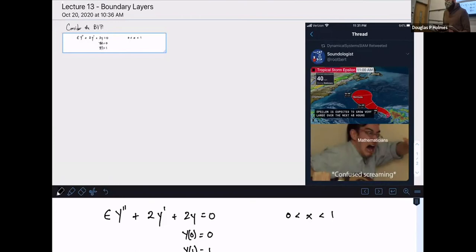Nonetheless, this is a second order ODE with constant coefficients, which means the coefficients on the derivatives don't have any dependence on x. We can solve this equation analytically, and I'll try not to make you dizzy by switching back and forth too much, but I just want to show you what the solution looks like.